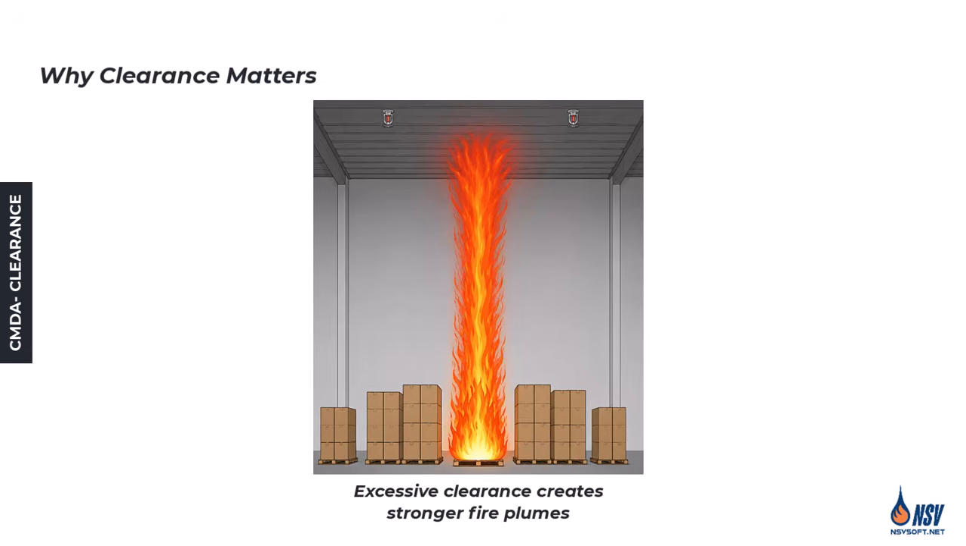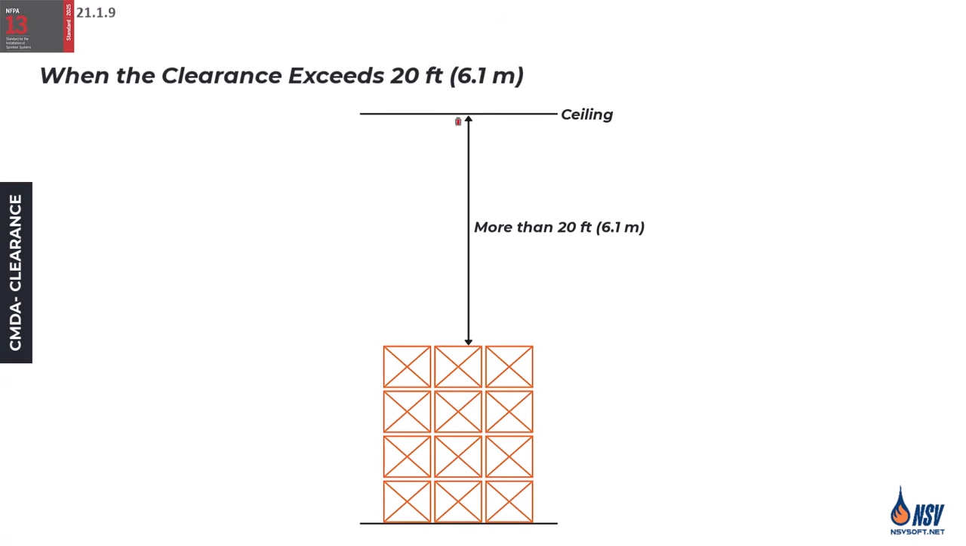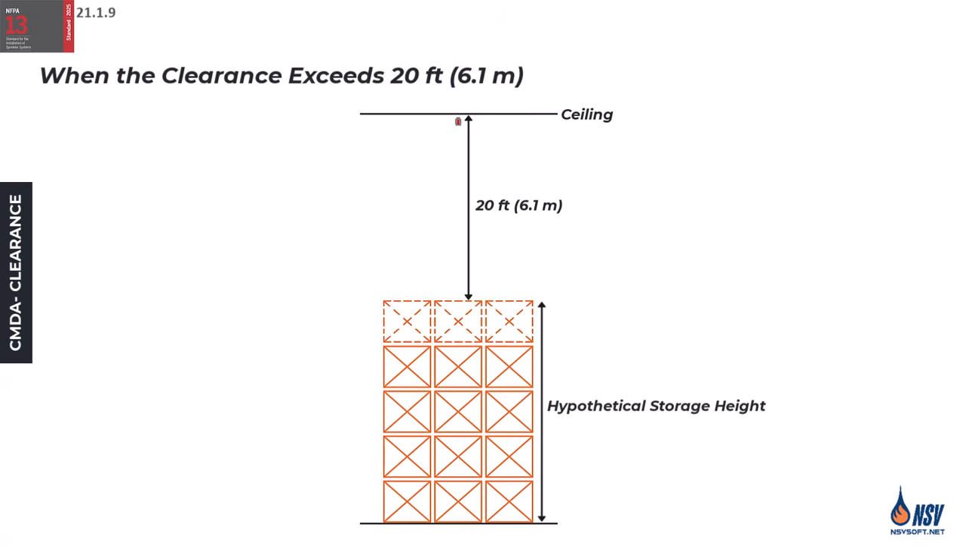To prevent this from overwhelming the system, NFPA 13 establishes strict limits. For CMDA sprinklers, we must enforce a maximum ceiling clearance of 20 feet. But what happens if our actual ceiling is higher than this limit? We cannot simply ignore the gap. Instead, we are required to base our hydraulic calculations on a hypothetical storage height. We must mathematically increase our storage height in our design until the gap between this new hypothetical storage and the ceiling is reduced to exactly 20 feet. By increasing the storage height, our system is designed to discharge more water, giving it the power needed to overcome the challenges of excessive clearance.